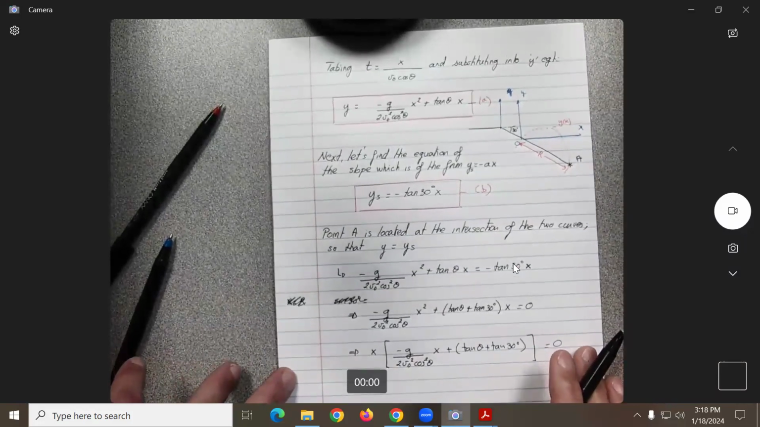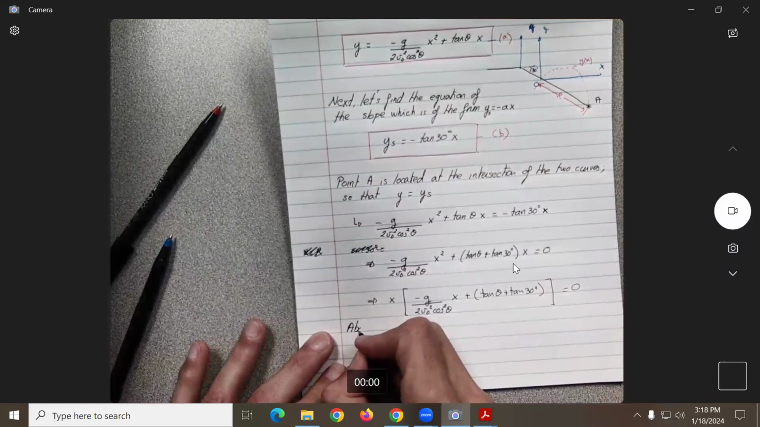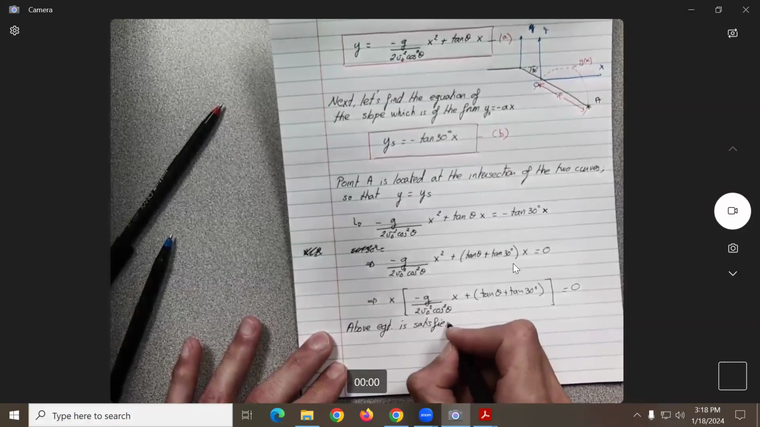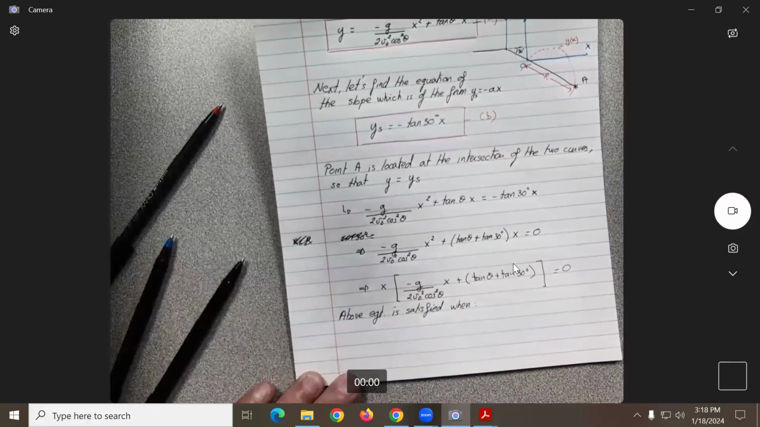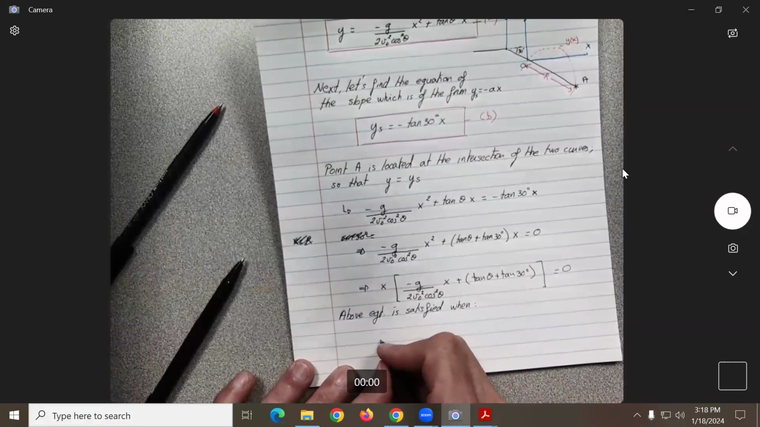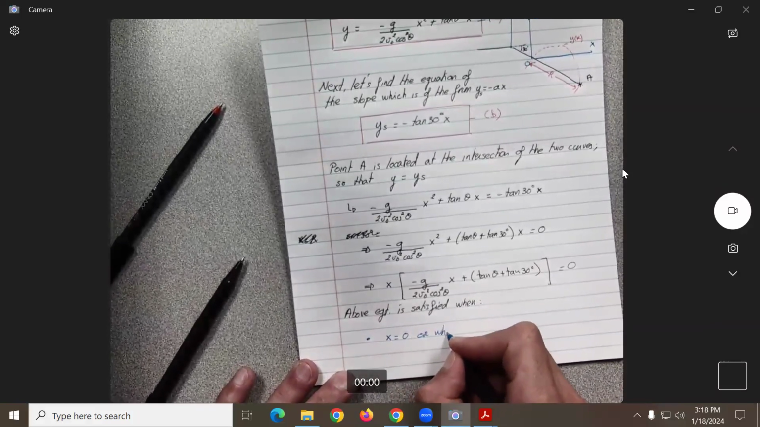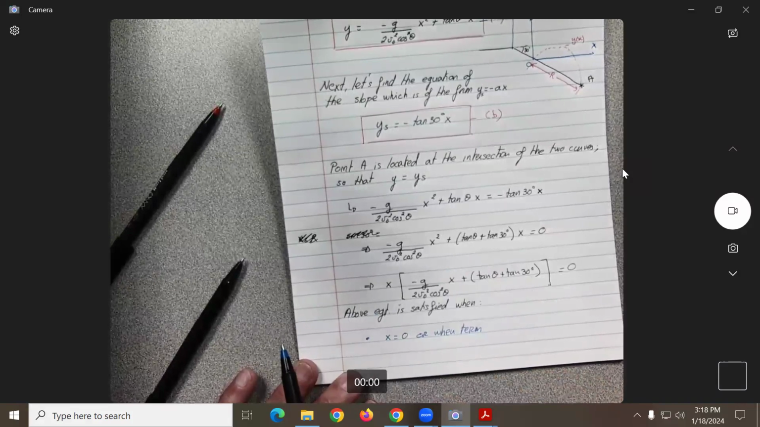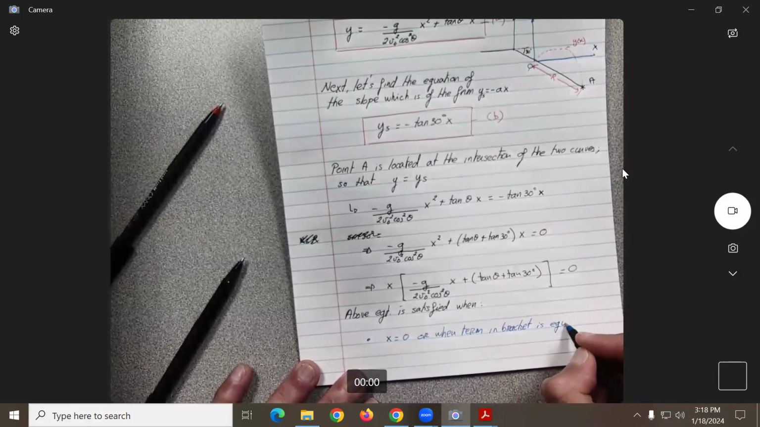Okay, so then we have to go to, I don't want to go to the next page, so. Above equation is satisfied when what? When is this equation satisfied? Okay, when x equals zero, or when the term, when is going to be the other case when this is satisfied? When the term within the brackets is equal to zero, no? Or when the term in brackets is equal to zero.